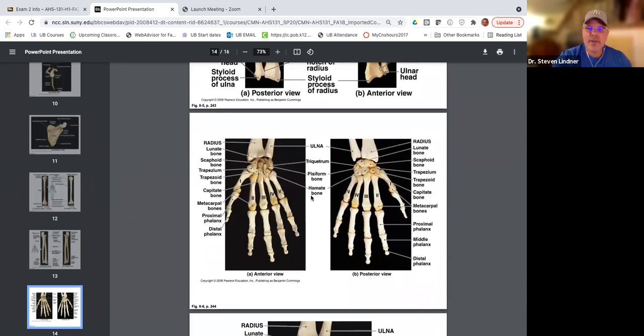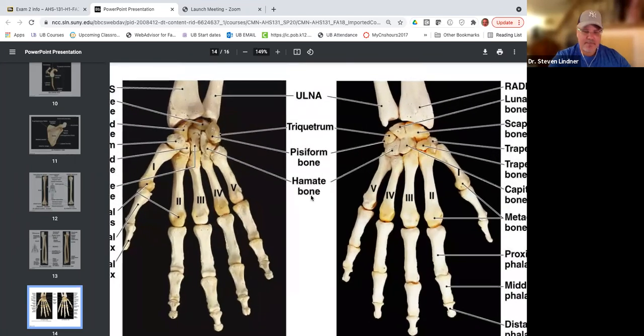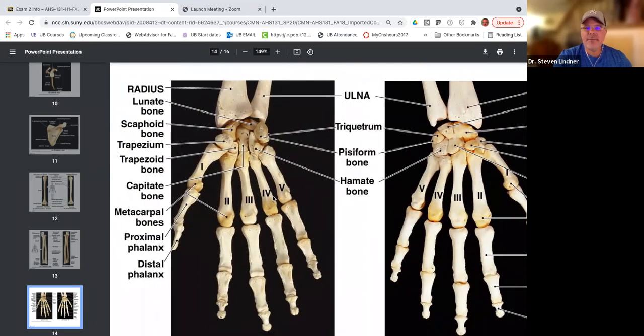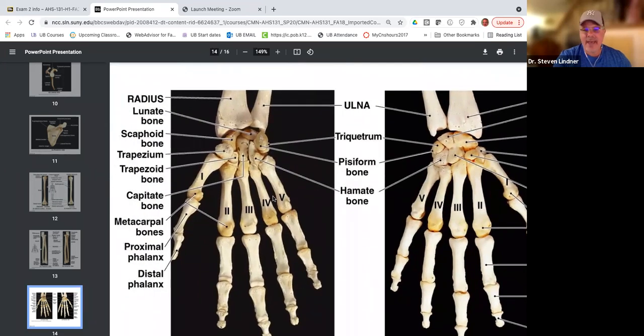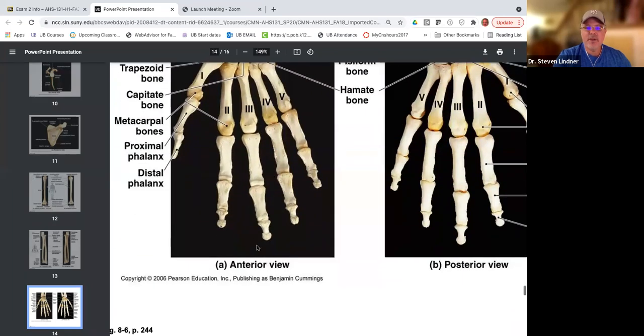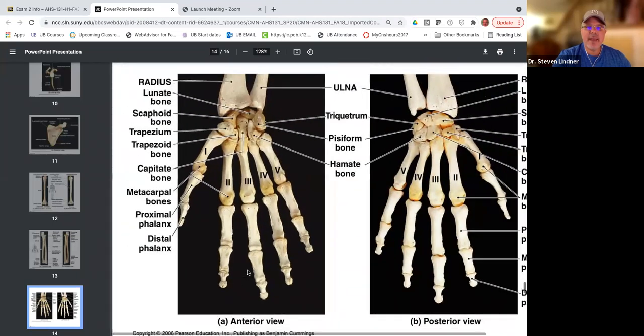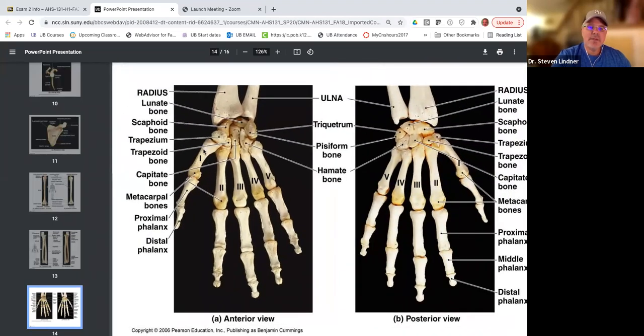Okay, now we're looking at the hand. When we look at the hand, we have to make sure that we're looking at it in anatomical position. So we're going to focus on the anterior view. When we look at the hand, you can see the thumb. The thumb is always your first digit. The pinky is the fifth digit. So we number them by Roman numeral 1, 2, 3, 4, 5.